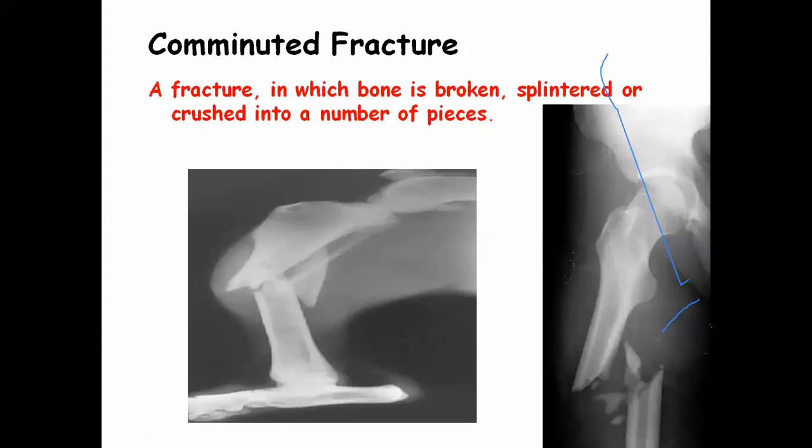Now coming to the comminuted fracture. A fracture in which the bone is broken, splintered, or crushed into a number of pieces. If you have any crushing injury, suppose a truck rolls over your bone, then you will have this comminuted type of fracture, where multiple bones are crushed into a number of pieces. That is known as a comminuted fracture.